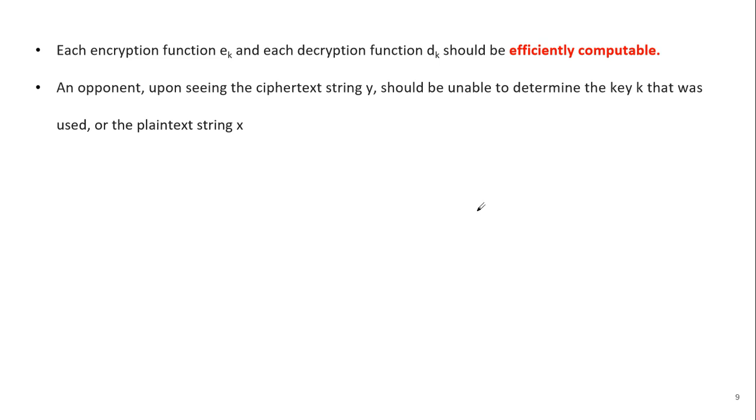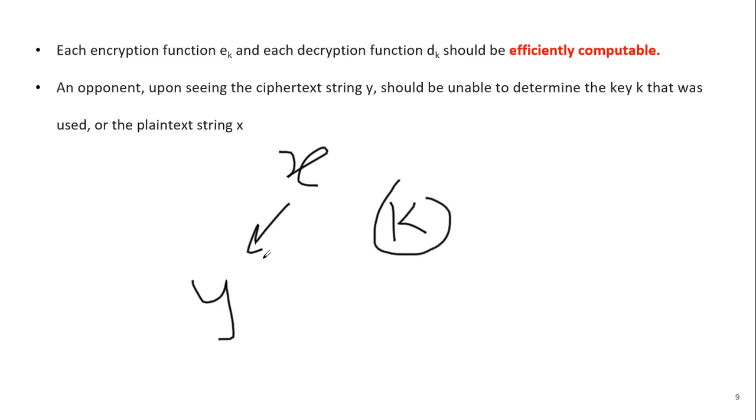Each encryption function EK and each decryption function DK should be efficiently computable. An opponent, upon seeing the cipher text string Y, should be unable to determine the key that was used or the plain text string X. For example, if input is X and we apply the encryption algorithm to get Y, it should not be an easy task to determine the key K, because using the key K we transform X into Y. So it should be difficult to determine the key, and also difficult to determine X by seeing only Y.